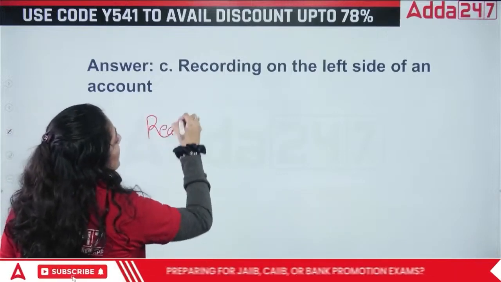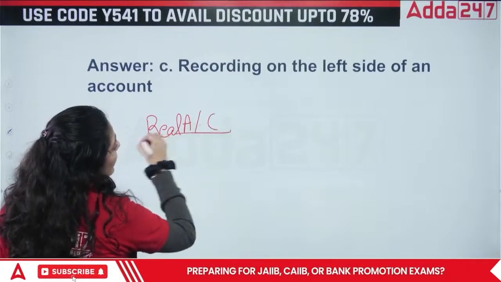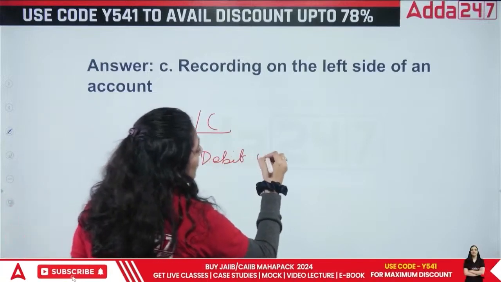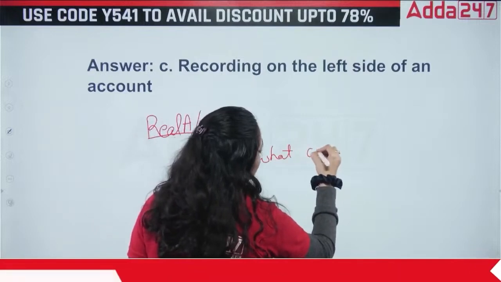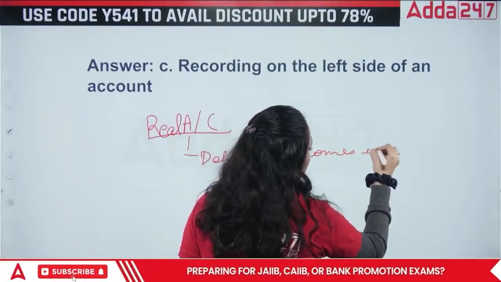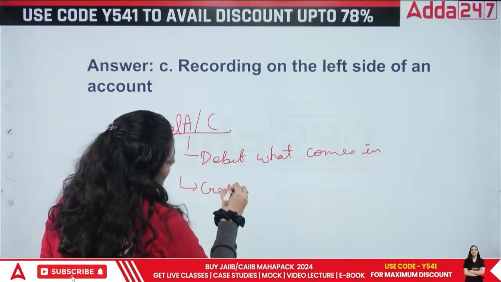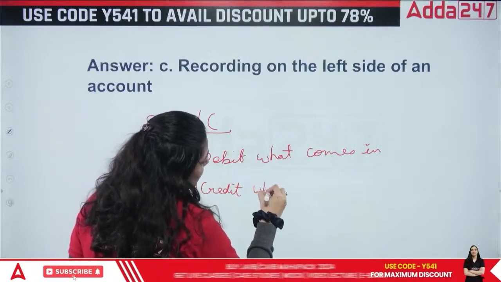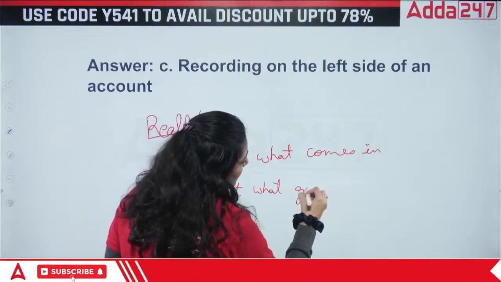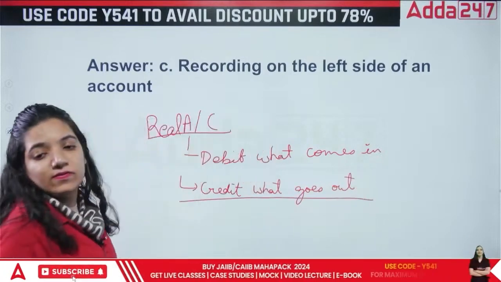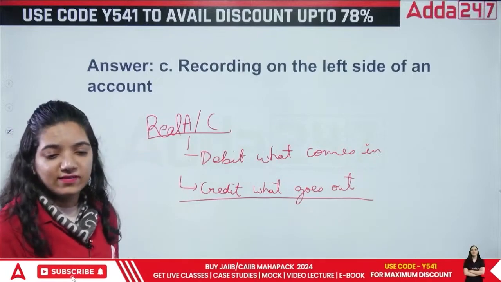This is the account for real. In terms of real account, the rule of debit and credit is: debit what comes in and credit what goes out. This is to be considered there. Okay?